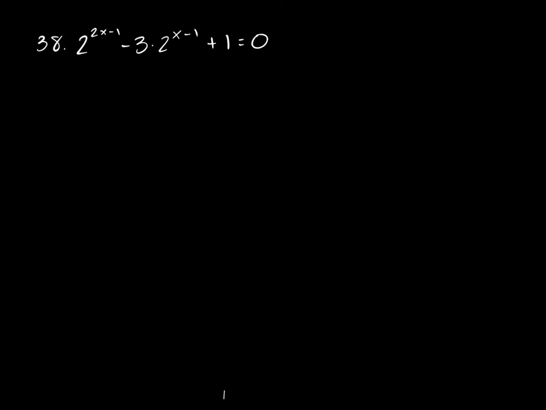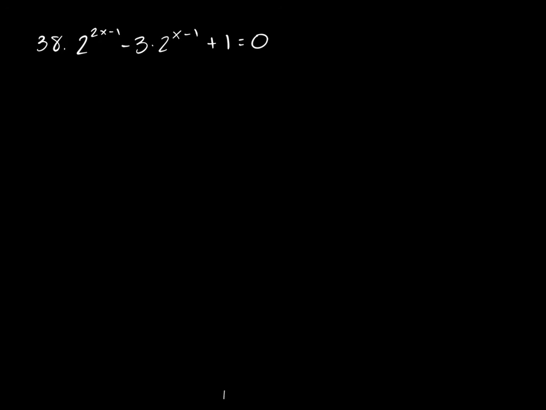All right, last problem, 38. 2 to the 2x minus 1 minus 3 times 2 to the x minus 1 plus 1 equals 0. So if you're already guessing we're going to use dummy variables, you are very smart and catching on quickly, which all of you are. Okay, so first thing we're going to do is I want to try and isolate the x exponents. So I want to get the variable x in the exponent by itself.